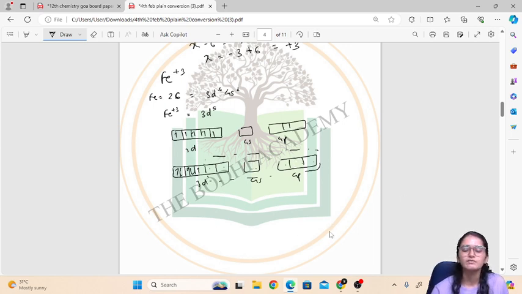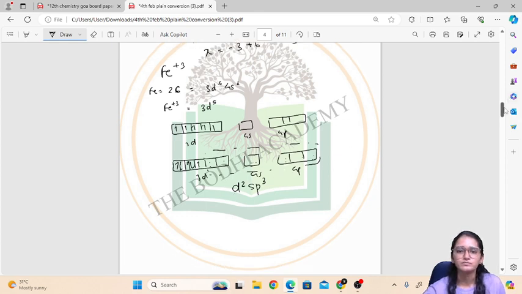Now we have to see which hybrid orbital is getting formed here. We are using 2 d orbitals, 1 s orbital and 3 p orbitals. That means we are getting d2sp3 orbitals. The new hybrid orbital which is formed is d2sp3.